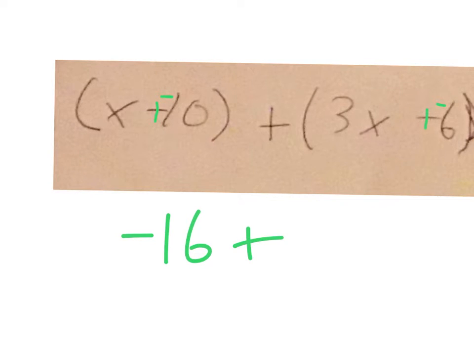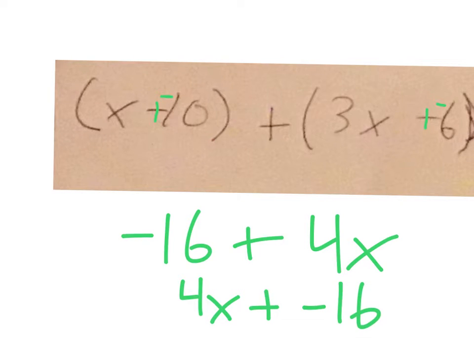Plus, now we have to add the x's. So it's 3x plus x, which equals 4x. So the equation will be, because we cannot simplify it anymore and we cannot add it completely, negative 16 plus 4x. But most of the time, people will do it this way, 4x plus negative 16.